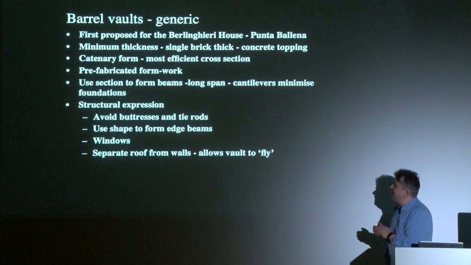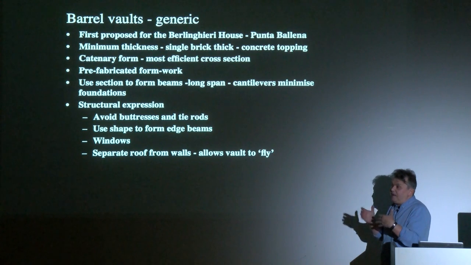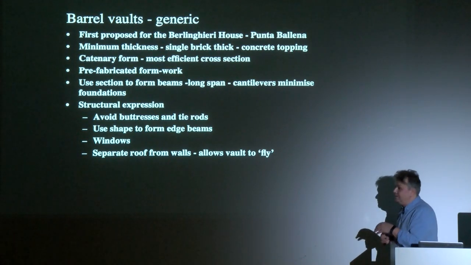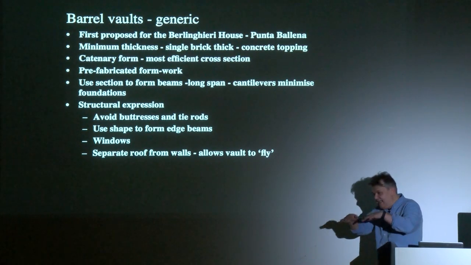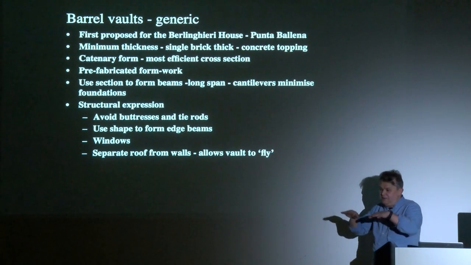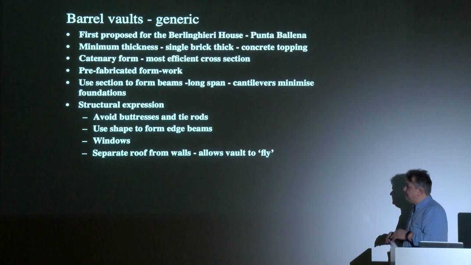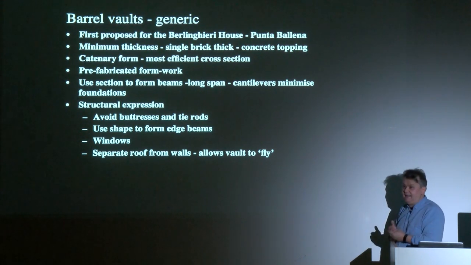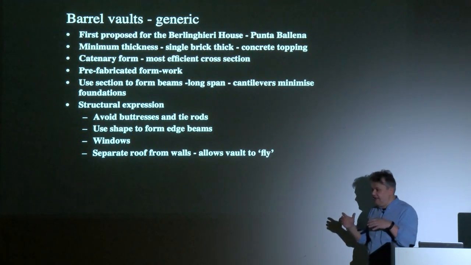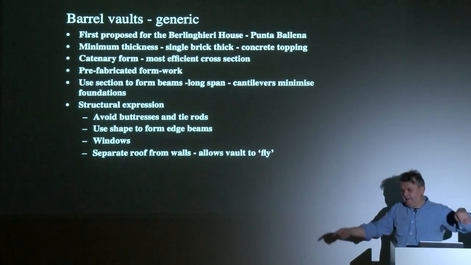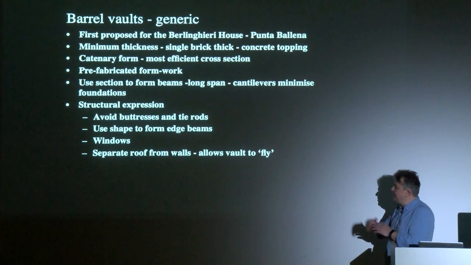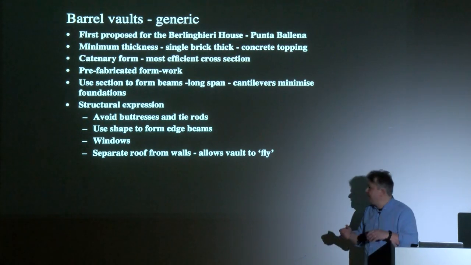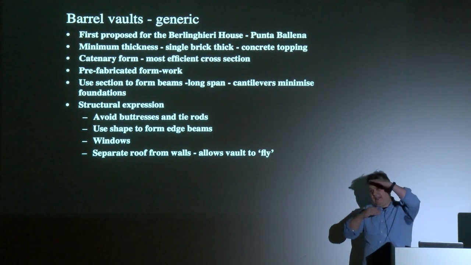He would try to make them the minimum thickness. Often he would use prefabricated formwork that would be used repeatedly to be more efficient. And he would use this idea of resisting through form to shape the geometry of his pieces so that they would do more than one thing. And then he was very concerned with how to express that. So he tried to avoid heavy buttressing. He tried to avoid tie rods, which would take the compression and the thrust from the compression out, by shaping the forms as much as they could to form these edge beams. When he put windows in certain buildings, he tried to disassociate the window as much as possible from the rest of the wall and the vault.